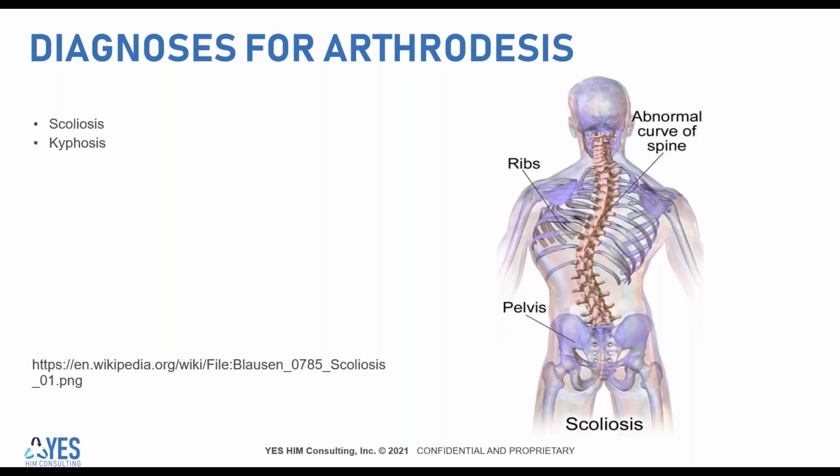Then you also have some other diagnoses that could require arthrodesis that we consider spinal deformities. And those two diagnoses are scoliosis and kyphosis. Scoliosis is a medical condition when a person's spine has a sideways curve, and the curve is either an S or a C shape, and it's over 3 dimensions. The picture I have on the right here is an example of scoliosis. Kyphosis, on the other hand, is more of an exaggerated forward curve.